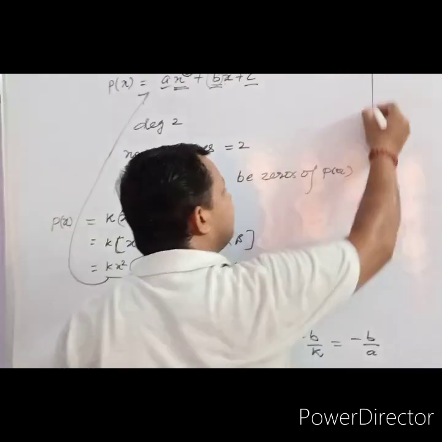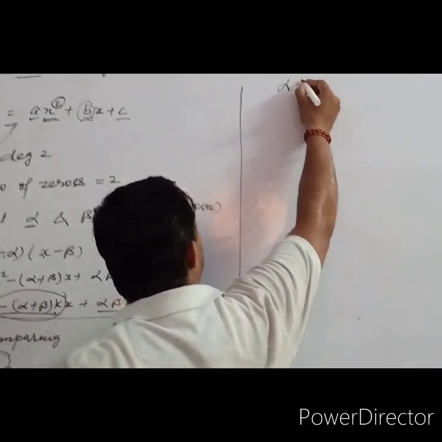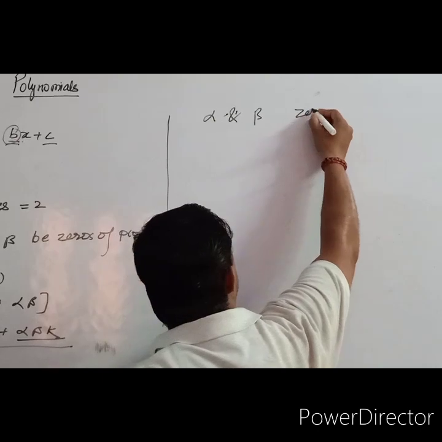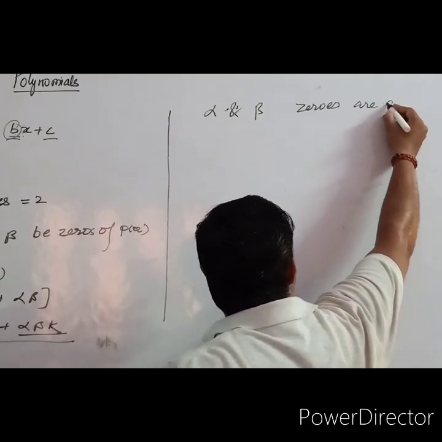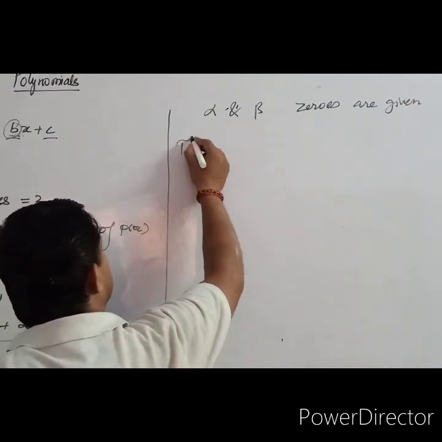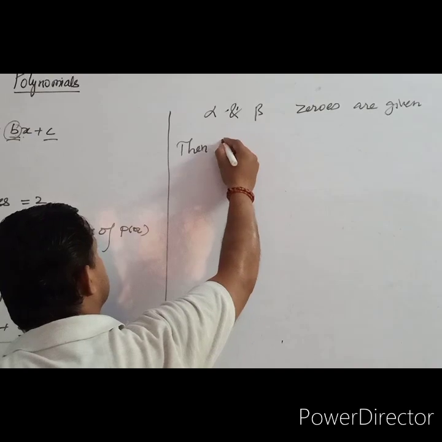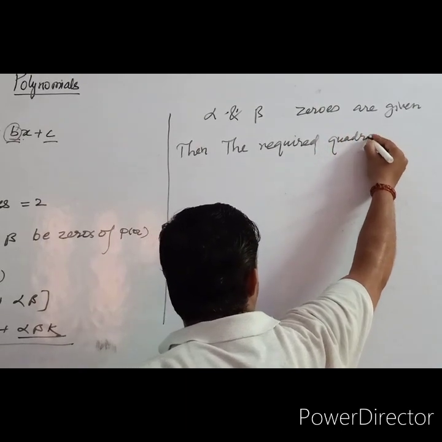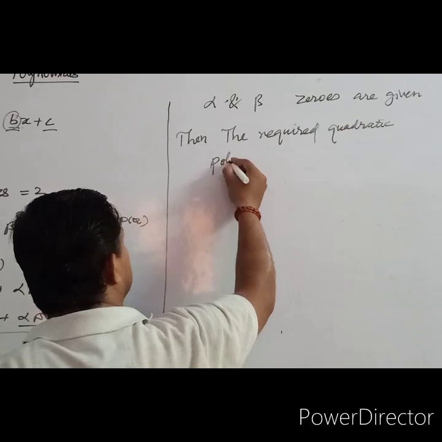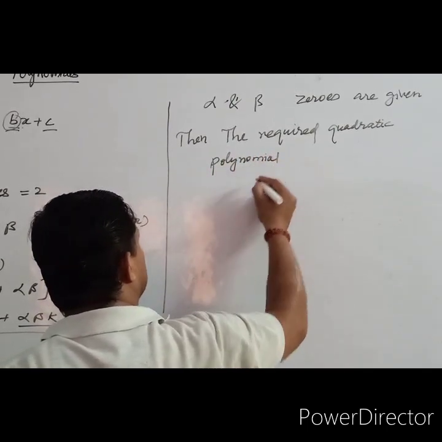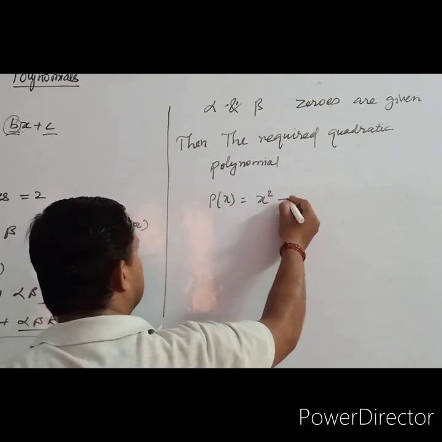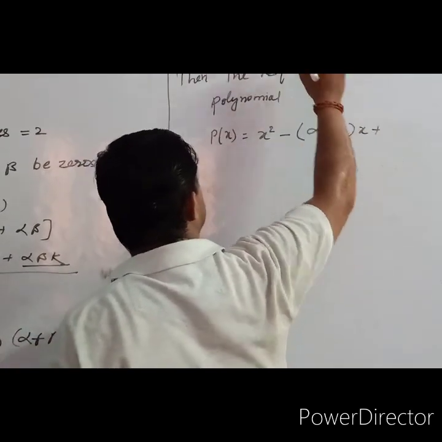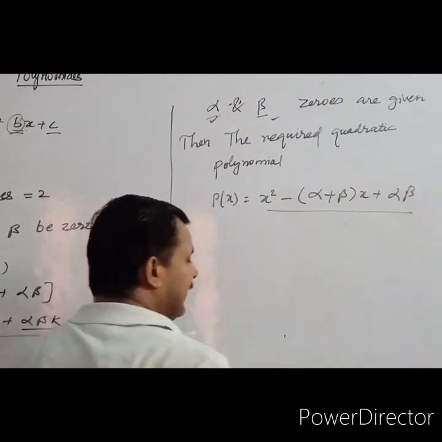Now, if two zeros, alpha and beta, are given, then the required quadratic polynomial p(x) is given by this formula: x square minus (alpha plus beta) x plus alpha beta. You add the zeros, multiply by x, then add the product alpha beta. It will give you the required polynomial.